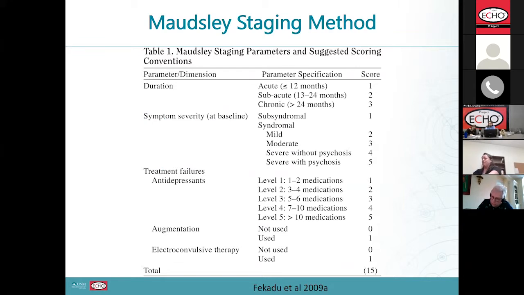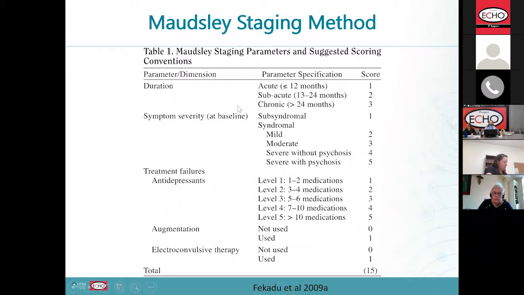It simply just goes through a list of how long the depression's been going on, how severe the depression was at baseline, how many antidepressants have failed to help the person, whether or not augmentation was used, and then whether or not electroconvulsive therapy was used. And there's a score from, I think, the minimum score is 3 and the maximum score is 15. This gives you a sense of the degree of resistance.